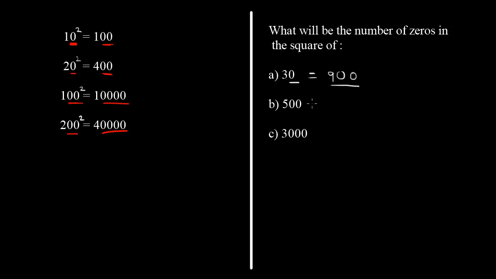What will be the number of zeros in the square of 500? 500 has two zeros, so its square will have four zeros. And the square of 5 is 25. What will be the number of zeros in the square of 3000? So 3000 has three zeros, so its square will have six zeros. And the square of 3 will be 9. This is the answer.